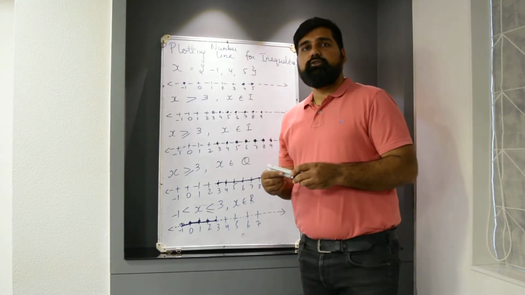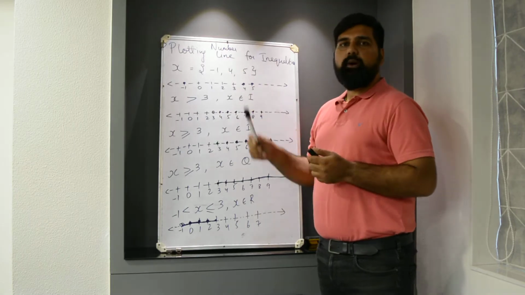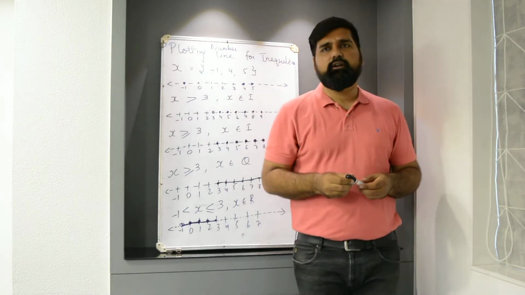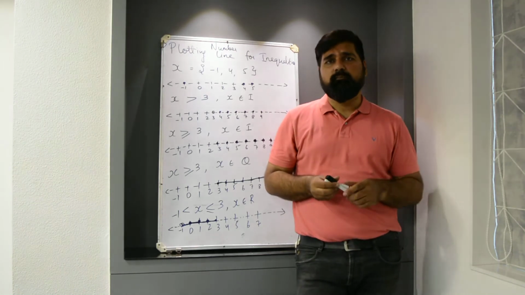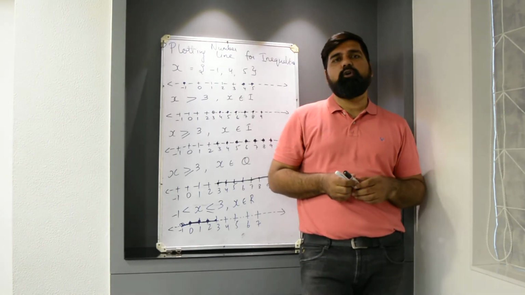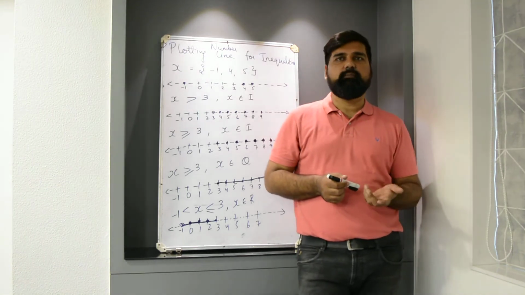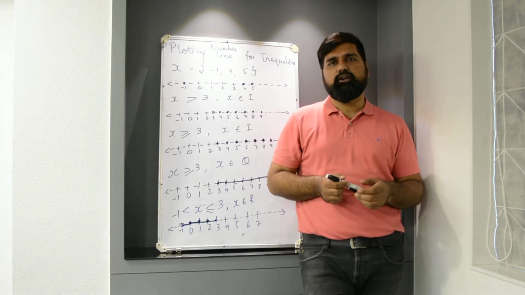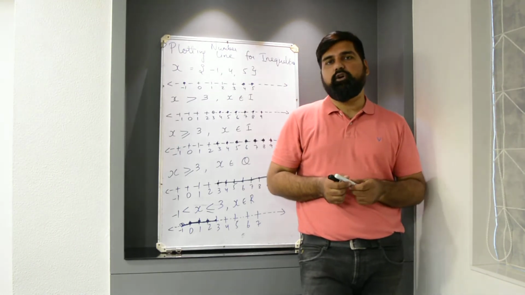Well, today we're going to understand a topic which is plotting number line for inequalities. Up till now we have plotted the value of x such as 1, 2, minus 5, 4 on a number line. We have even plotted the value of x in the form of fractions like 1 by 2, 3 by 5, 4 by 7, minus 3 by 2 on a number line. Now we'll be plotting inequalities on a number line.